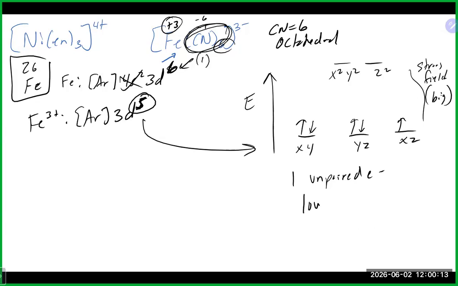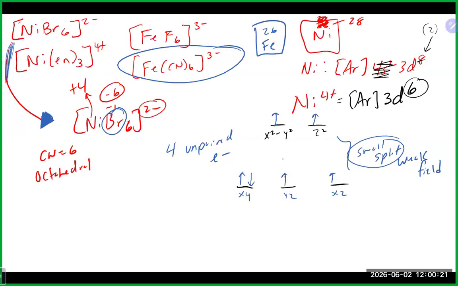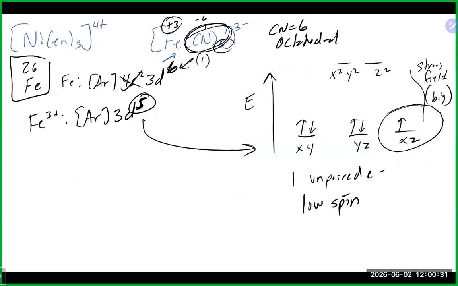This would be considered a low spin complex as we only have one unpaired electron, as opposed to our previous one here where we did have four unpaired electrons. This would be considered a high spin complex because of the number of unpaired electrons there. So again, lower number of unpaired electrons considered low spin, more unpaired electrons considered high spin. Any questions on that there?